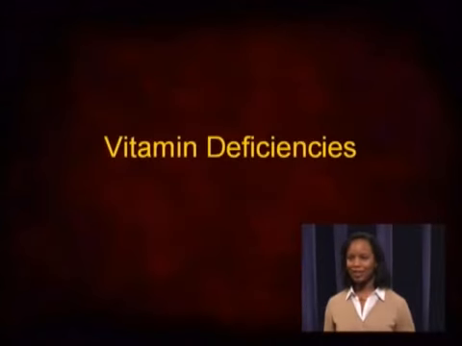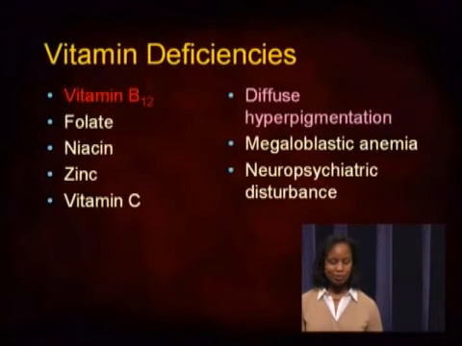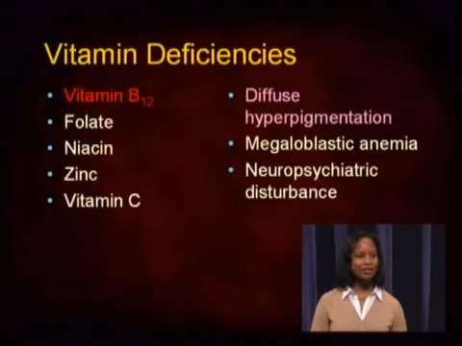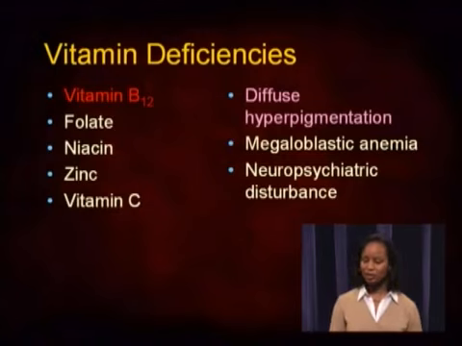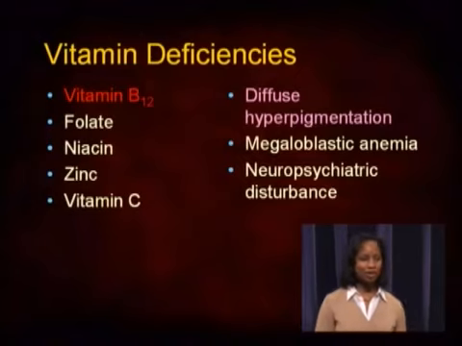Now we're going to talk about vitamin deficiencies. So first up is B12. This can cause deficiency here, causes diffuse hyperpigmentation, megaloblastic anemia, and these patients can have neuropathy and also psychosis.